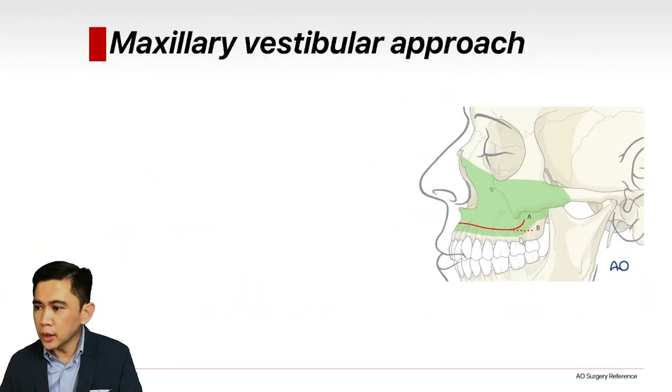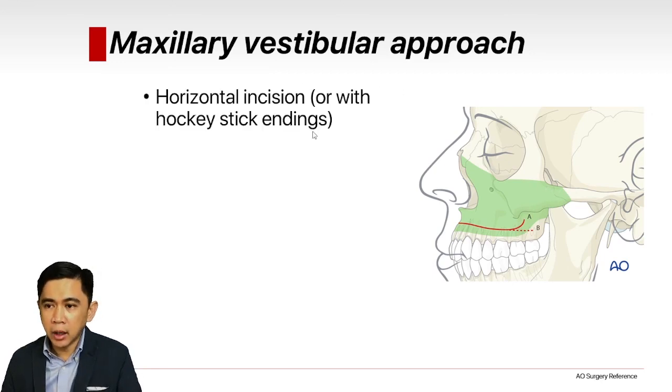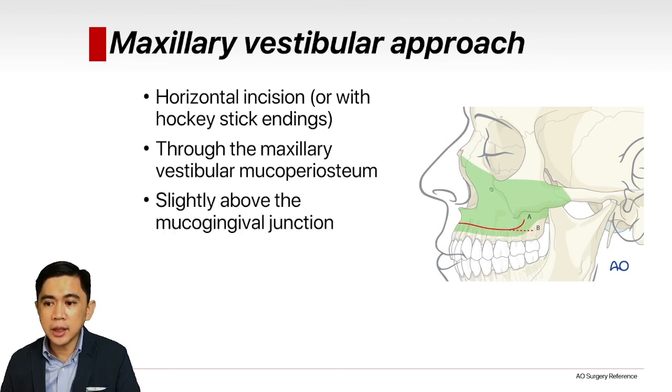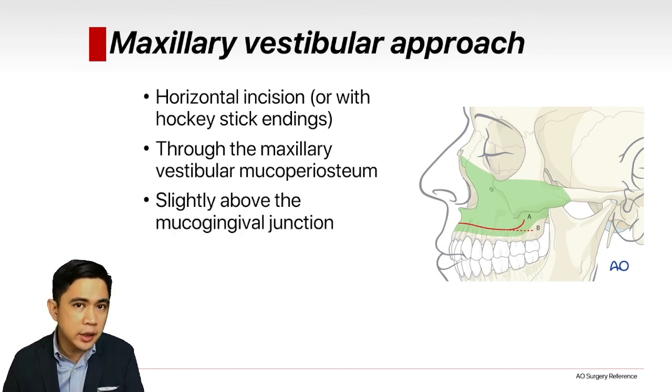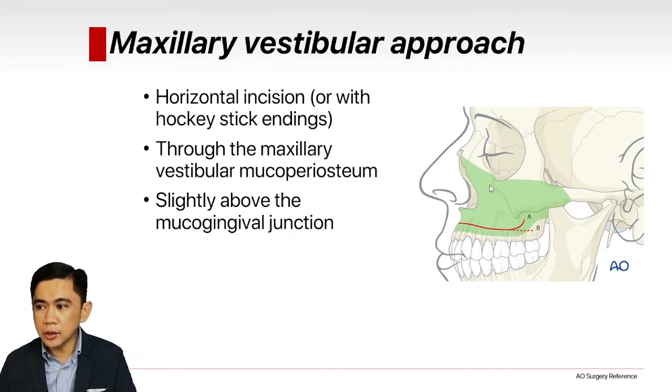The lower and intermediate midface or even the lateral midface can be approached via a maxillary vestibular approach. A horizontal incision or a hockey stick incision through the maxillary vestibular mucoperiosteum is done slightly above the mucogingival junction. This is a fairly straightforward incision to the midface skeleton. You just have to take note of the infraorbital nerve when you're doing your subperiosteal dissection.